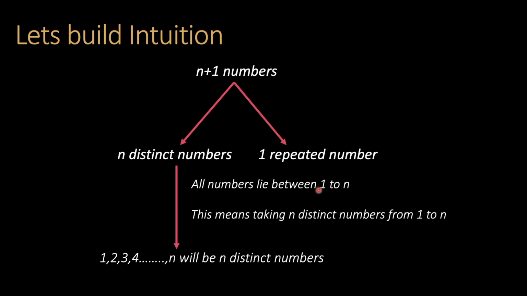So we need to take n distinct numbers from 1 to n such that no number is repeated. Like if we take 2, we cannot take 2 next time. We need to take 3 or 4 or something else. Similarly, if I take a number, we cannot take it again. We need to take another number. So if we take n numbers from 1 to n, then it will be the whole set 1 to n. You got my point?